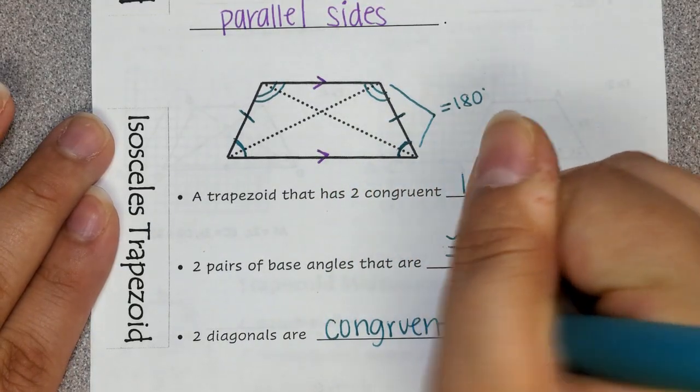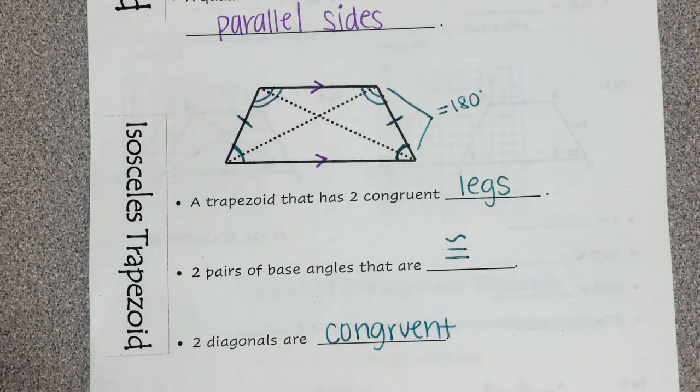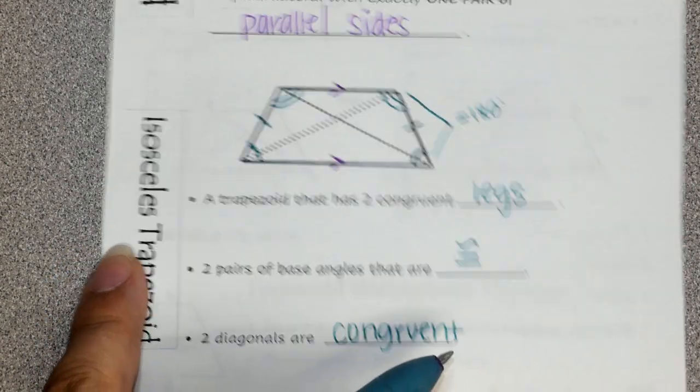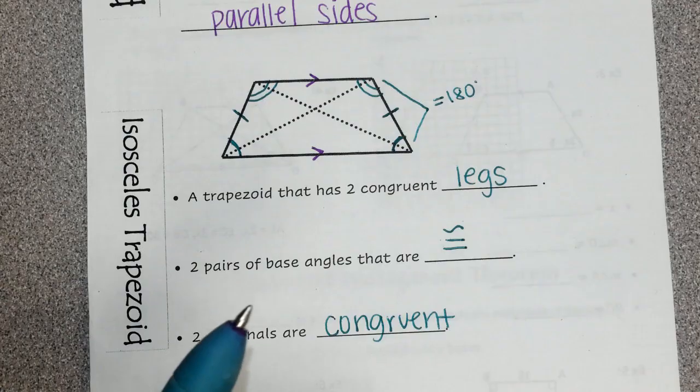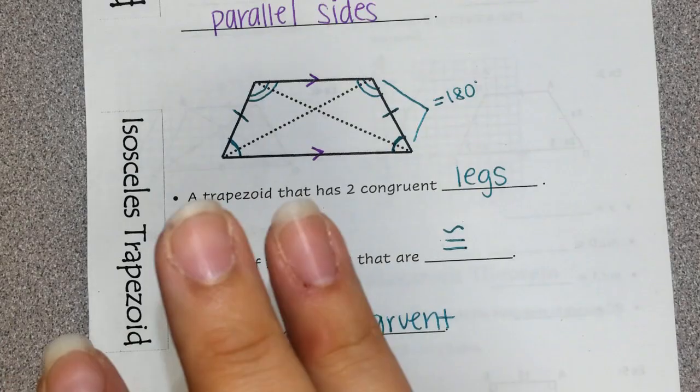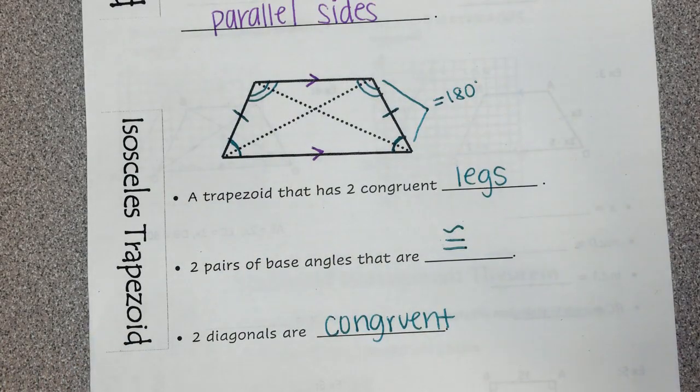So, a question on your test you might say, which shapes have congruent diagonals? What's your answer? An isosceles trapezoid. What else has congruent diagonals? A rectangle and a square. So then you would circle those three answers. That's a potential question on your test.